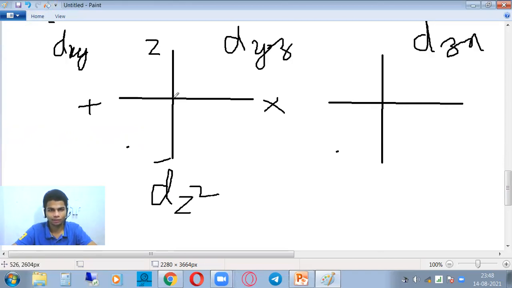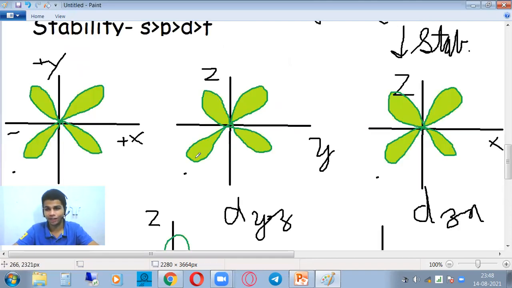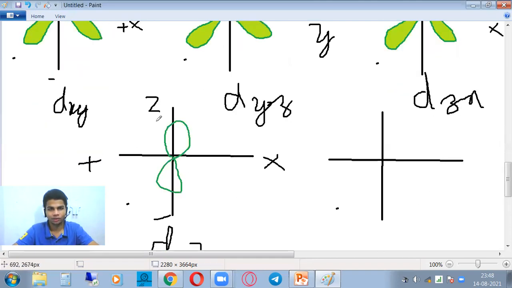That electron lies towards the z orbital, like towards the z-axis. Like I already mentioned, dz square and dx square y square will be quite different. The electron you can find on the axis, irrespective of dxy, dyz, and dzx. I will color this portion with light green.